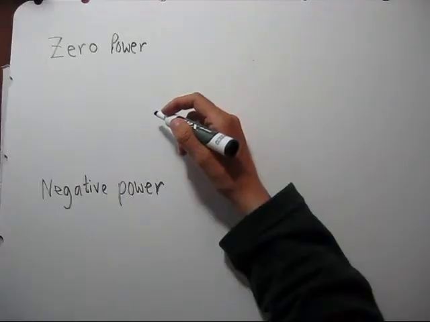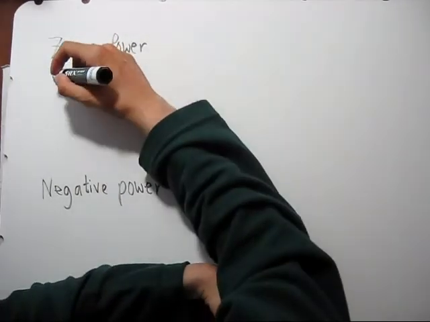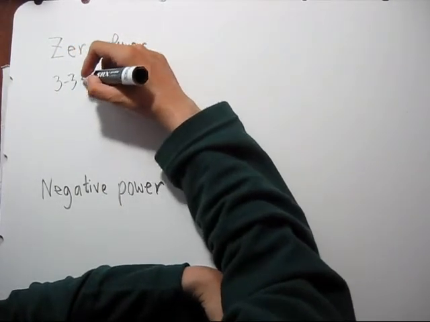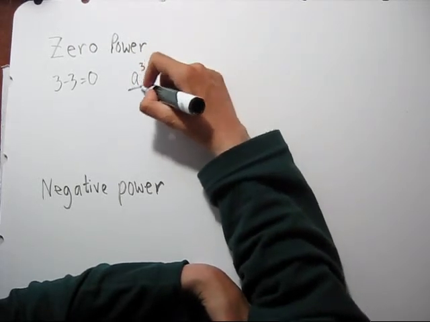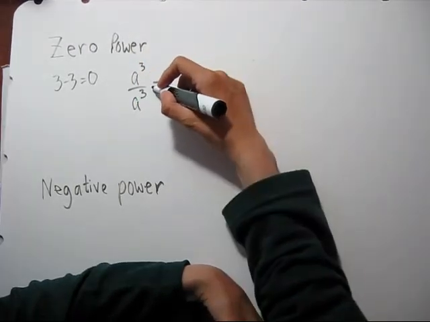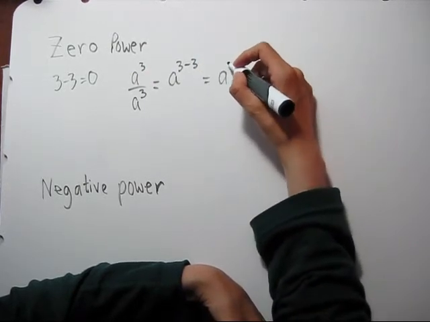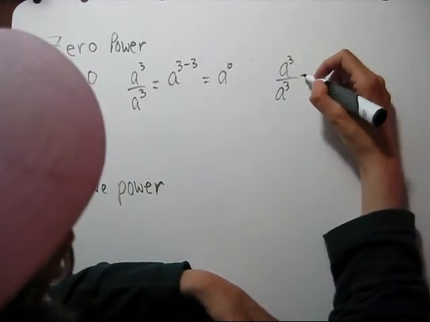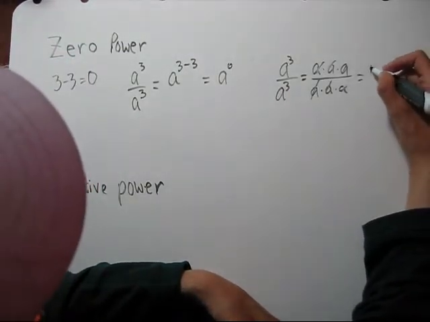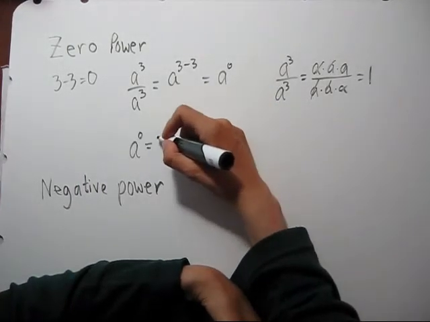Let's just pick any positive natural number, say 3. We know that 3 minus 3 is 0. So we're going to take a cubed over a cubed. From our subtraction rule, when we divide exponents, this is what a to the 0 is. If we have a cubed over a cubed, we get 1. So a to the 0 equals 1.